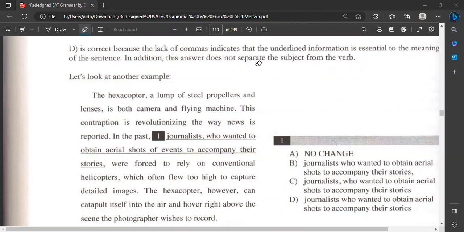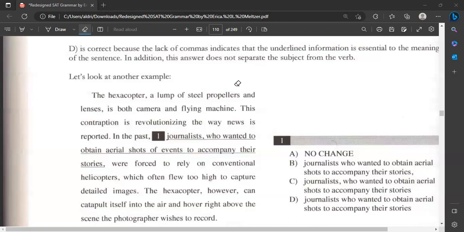Let's start eliminating. Does anyone want to say why A is wrong? Because A adds another comma behind journalists, it separates journalists by sandwiching it. So if we're not talking about journalists, who's using the hexacopters? Okay, good. Right, so if we take out journalists, that doesn't make sense, right?